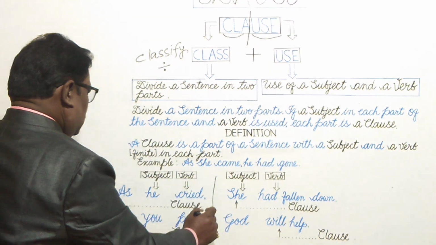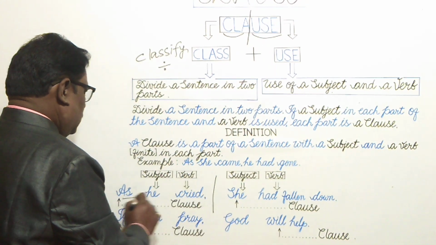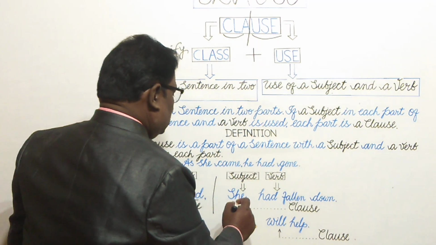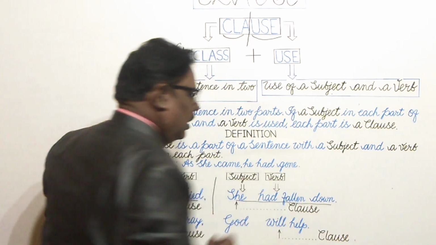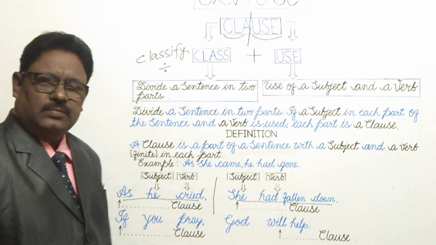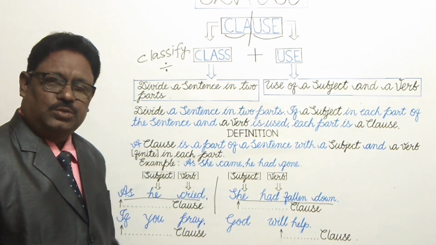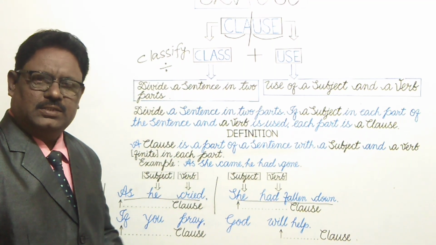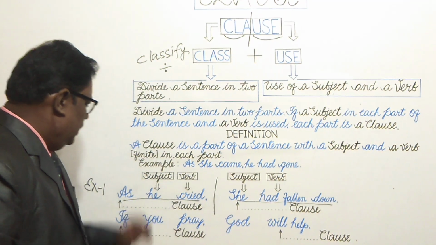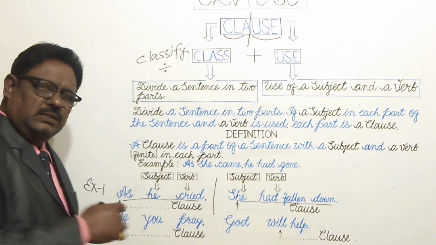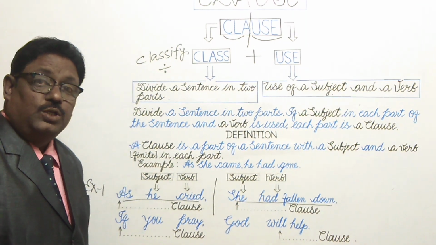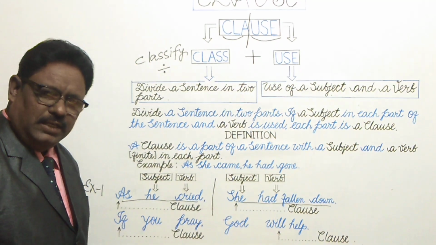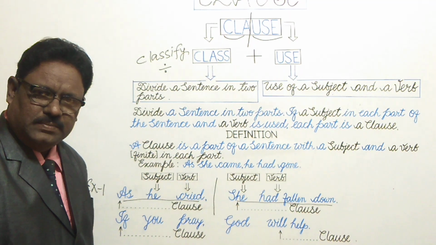Here we divide it. As he cried, first part of the sentence, and second part is, she had fallen down. It is our first and foremost duty to divide a sentence into two parts or three parts. Secondly, we have to use subject and finite verb in each part of the sentence.